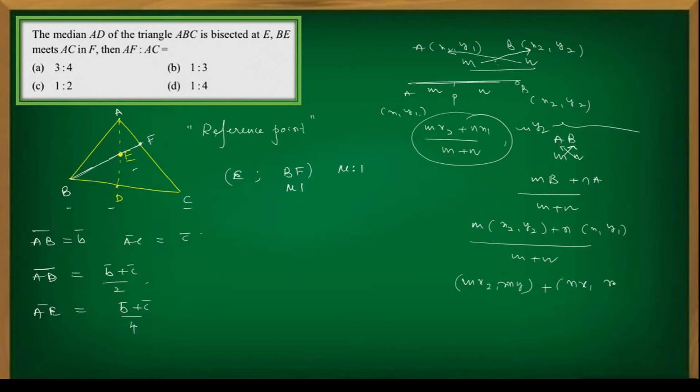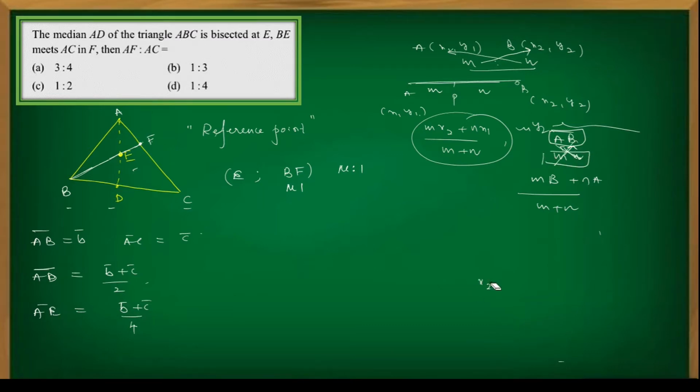nx1 comma ny1 by m plus n. So what is this? If you add component-wise, mx2 plus nx1 by m plus n and my2 plus ny1 by the same thing, right? So the way of writing the ratio section formula, I always use this method. I will write the line and I will write the ratio, and multiply like this.